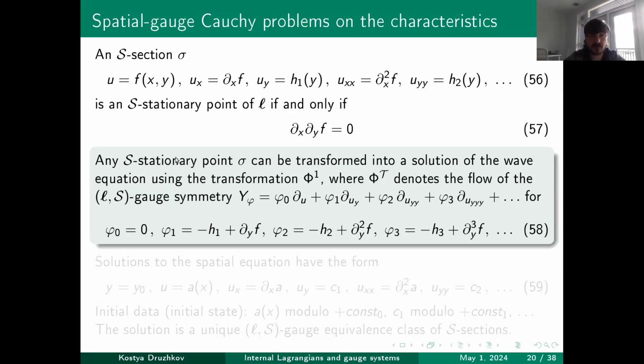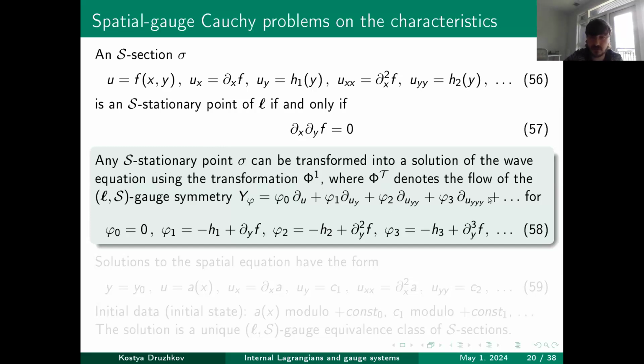So any section has this form, and a section sigma is a stationary point of our internal Lagrangian if and only if relation 57 holds. This relation is just the original wave equation in terms of f, but here we have no relations between f and h1, h1 and h2, etc. That is why we need these spatial gauge symmetries, or LS gauge symmetries, because any stationary point can be transformed into a solution of the wave equation using the transformation phi1, where phi tau denotes the flow of this LS gauge symmetry.